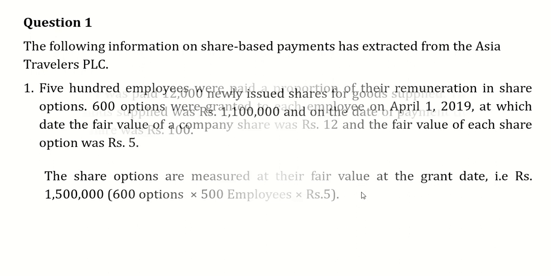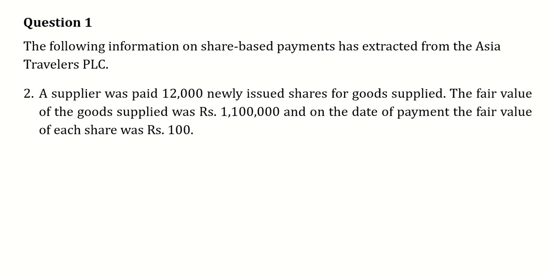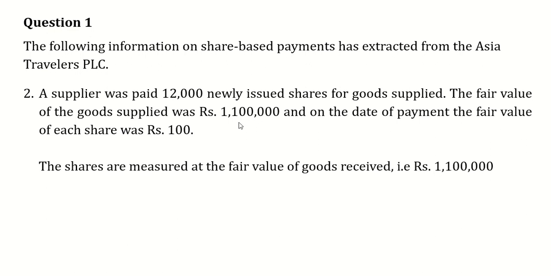Right? Okay. The second one, you are getting the service from the supplier. If you were taking the share price, you could take 12,000 multiplied by 100, that is 1.2 million. But you are not taking that. Why? There's a rebuttable presumption. This is the fair value, so you can measure the transaction value at its fair value of 1.1 million. Understood? Right. Okay.